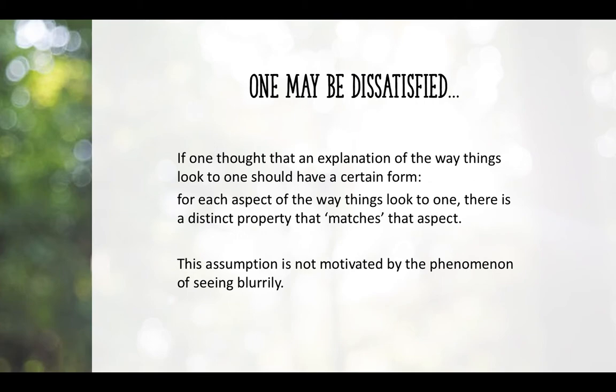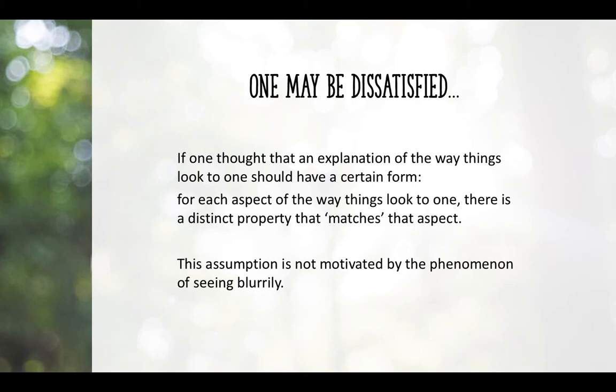Now, given this, one might be dissatisfied with the sort of explanation the sensitivity view is giving. If one thinks that the explanation in general of the way things look to one needs to have a certain form, one would find that the structural difference that we just discussed makes the sensitivity view dissatisfying. So for each aspect of the way things look to one, one might think there is a distinct property that matches that aspect and explains it. For instance, for the blurry aspect of one's experience, there is a distinct property, the mode of seeing, that matches that aspect. And if the mode is blurry, then one's experience will have the blurry aspect. And if the mode is a clear mode of seeing, then one's experience is not going to have the blurry aspect.